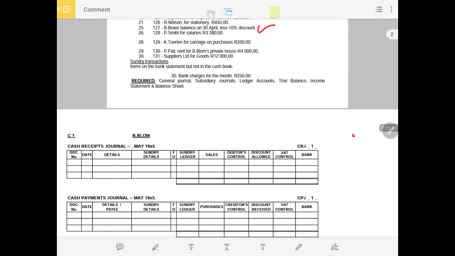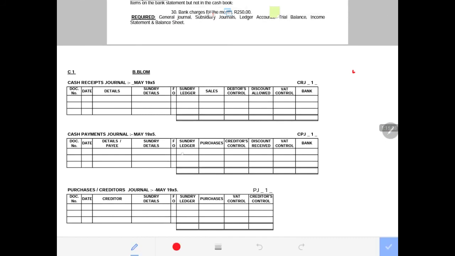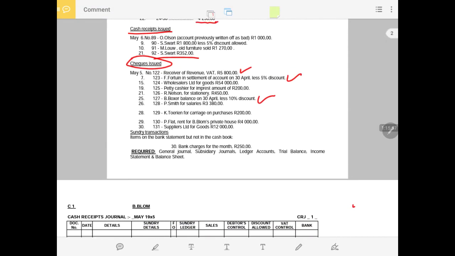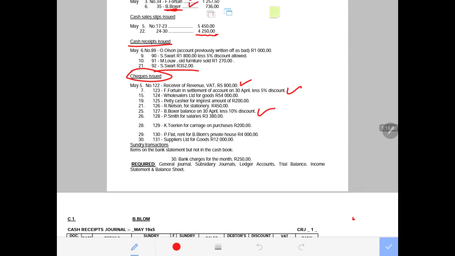That means in our cash payment journal sundry ledger we record 200, but we do have the bank column for the other entry, 200. Then in our sundry details, it is petty cash. Under details or payee, we write cash, meaning it was cash for petty cash. Then we come to the next transaction, moving slowly but surely.